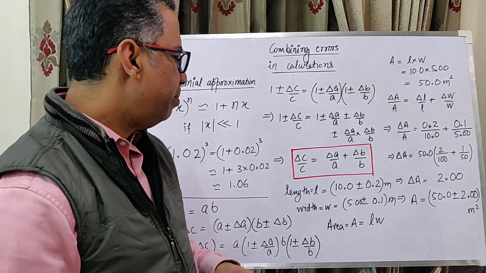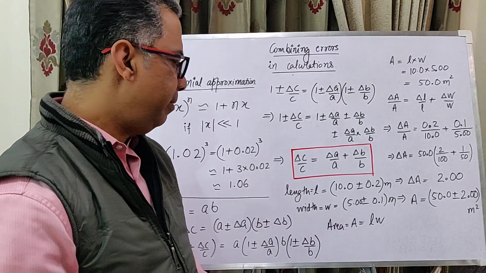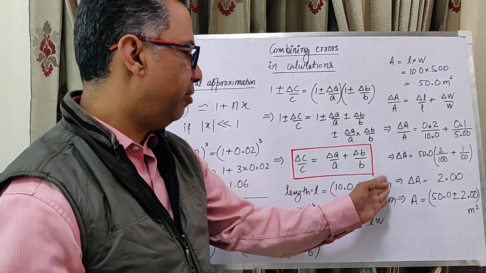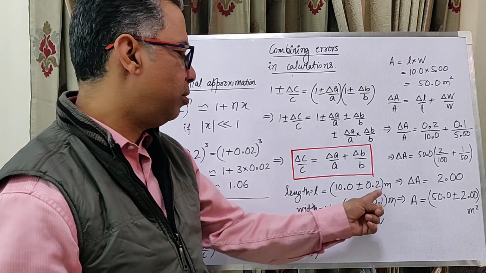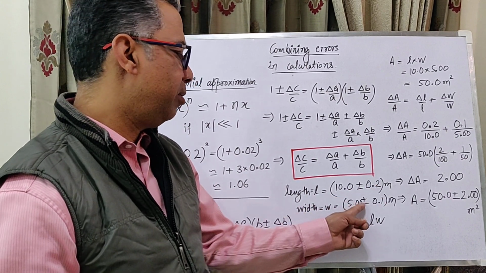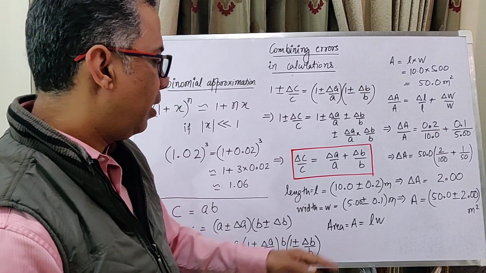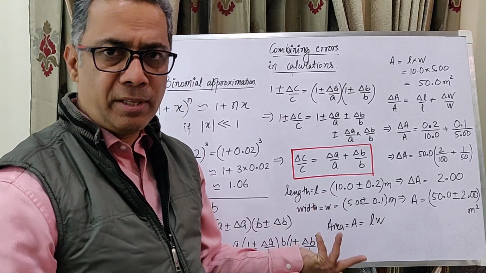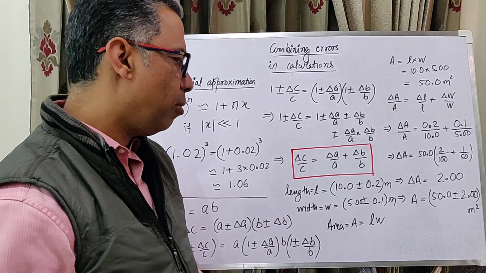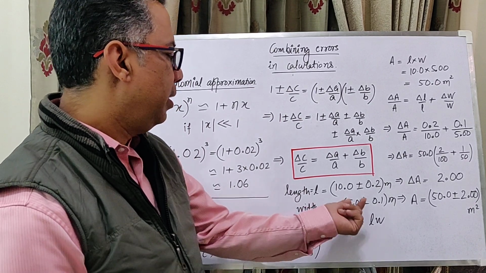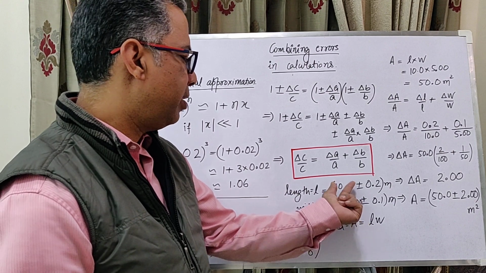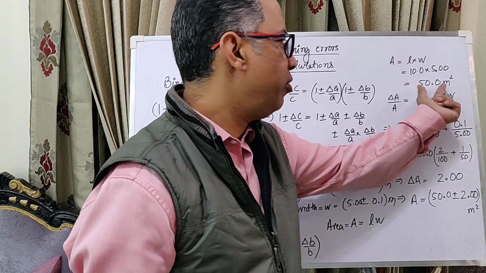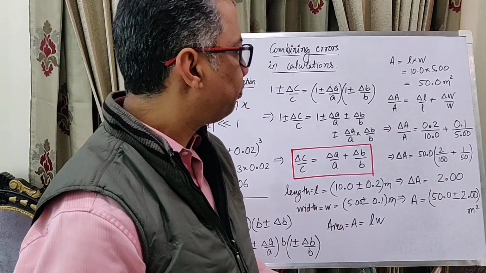Now let's take a simple example where we are calculating area using a product of length and width. Length is given as 10.0 plus minus 0.2, and width is given as 5.00 plus minus 0.1. Both these lengths are in meter. The area is length times width for a rectangular plot, let's say. So 10.0 into 5.00 gives us 50.0 meters square.